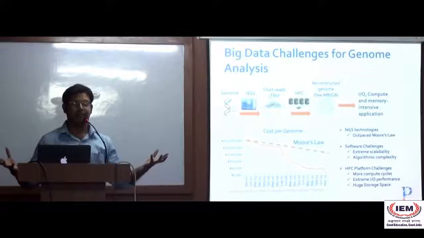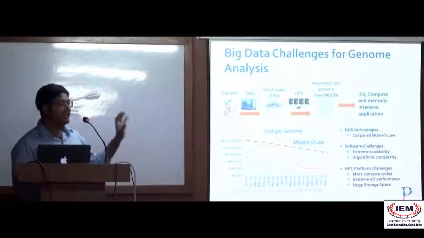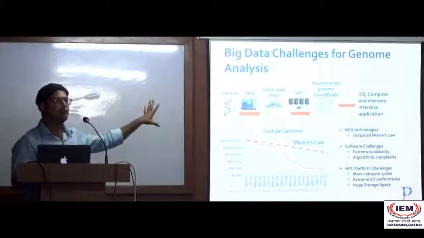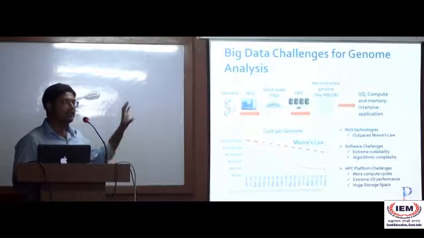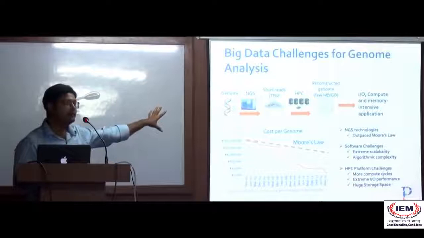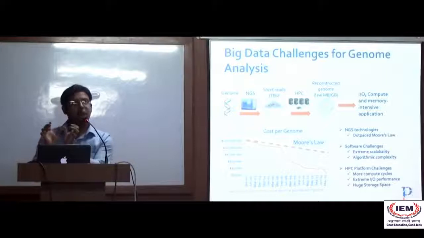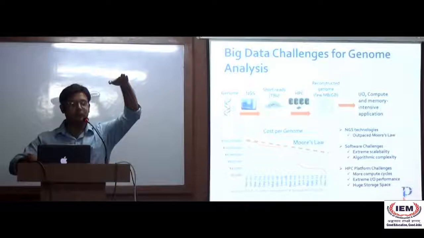Now, this big data set is producing a lot of pressure on existing high-performance computing systems, traditionally known as supercomputers. After this complex analysis, we reconstruct the entire genome and do other genomic analysis. From these terabytes of data, as you see in the slides, we are reconstructing the genome, which is basically a few MB. So from terabytes of data to megabytes of data, with complex and scalable analysis.